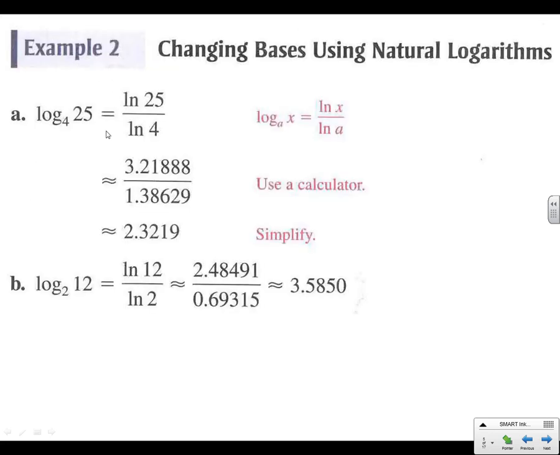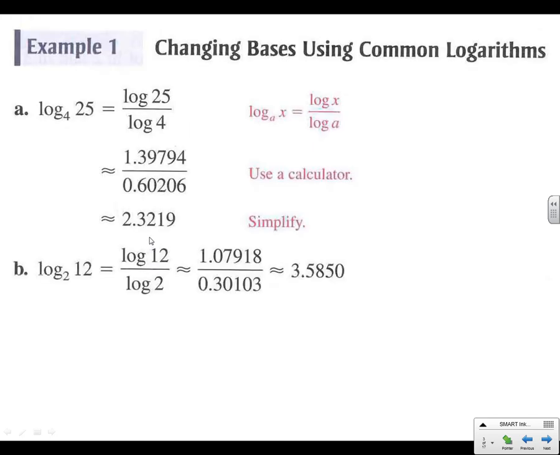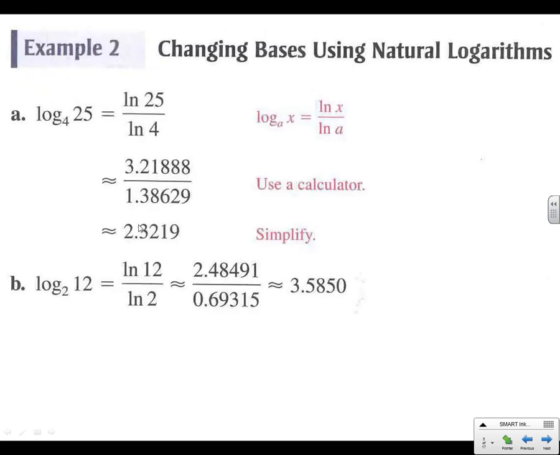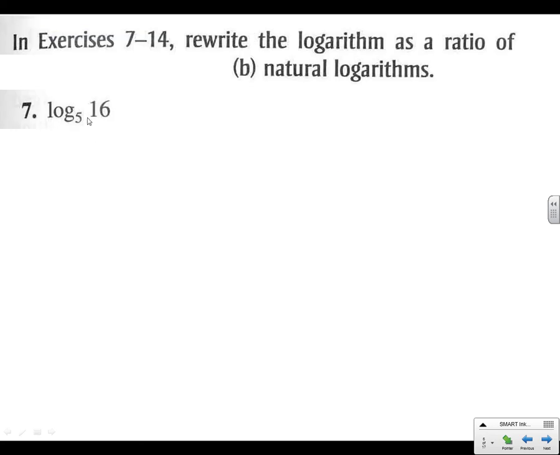Example 2 is the exact same thing, but just to prove a point that we can do this using natural logs as well. Log 4 of 25, we get 2.32. When we did it with regular common logs, we got 2.32 as well. So it doesn't matter if you're using log base 10 or natural log, you're going to get the same thing. Go ahead and try number 7 again, but this time part B. Try this using natural logs on your calculator. Make sure you get the same number as you did using the common log base 10.